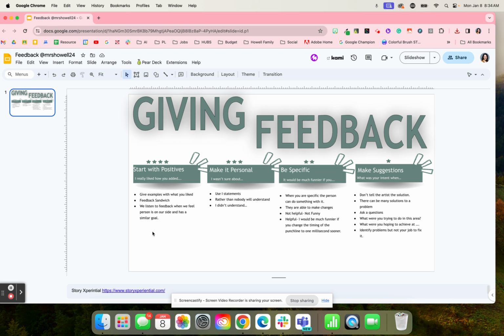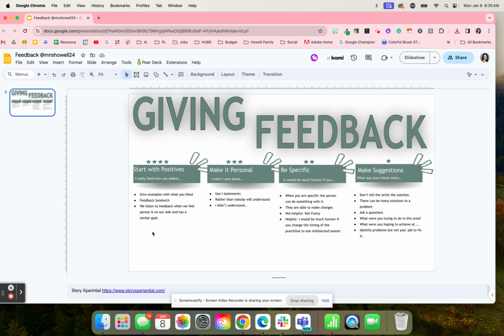So, again, when you're starting with the positives, you want to think about what you really liked and how you would add. You want to provide examples from the person's work so that way they feel seen and heard. You also might provide that feedback sandwich, where you say something that you like, and then you might give kind of a negative and then go back to that positive.